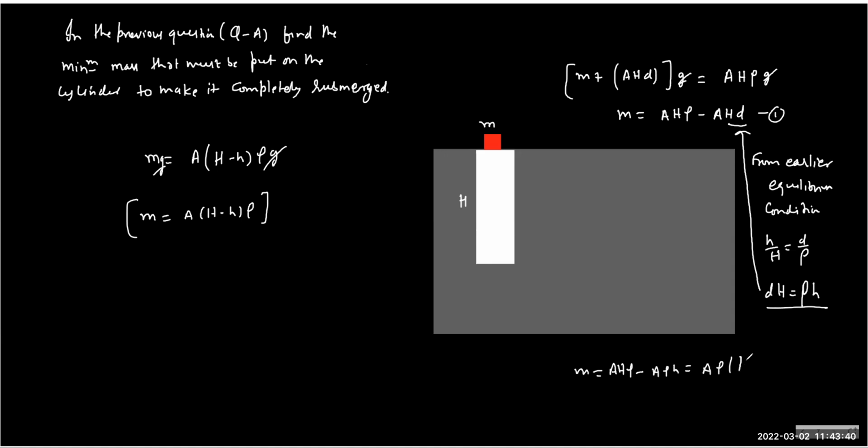Therefore the answer is A rho into (H minus h). So there are multiple ways in which you can express the answer depending on what is given to us. And the best way we could have solved is balancing the extra buoyancy that will be produced because of the extra displacement of the liquid with the added mass. So the thinking will be up to you. You can think the way you want and you can solve questions like this.